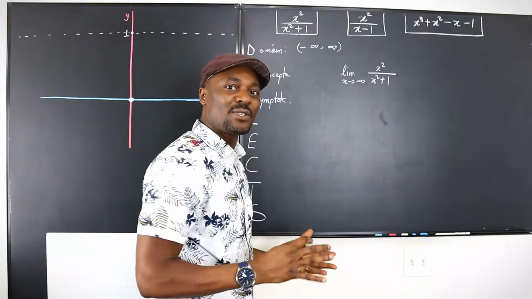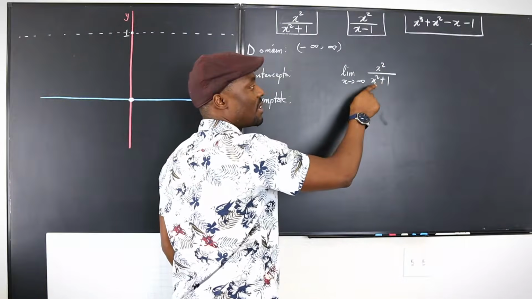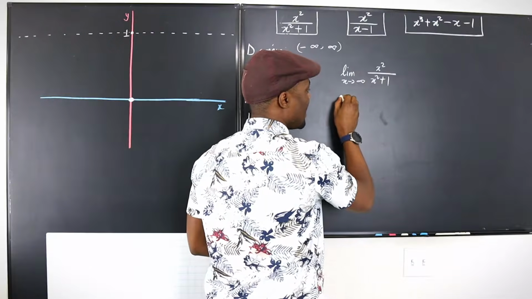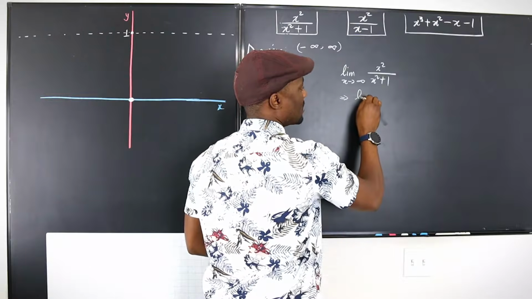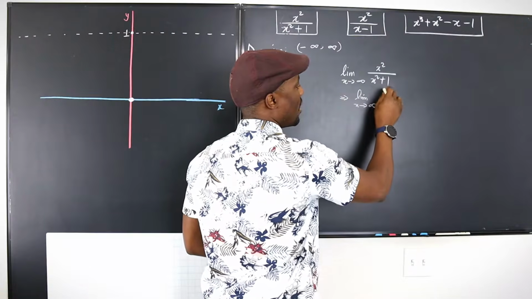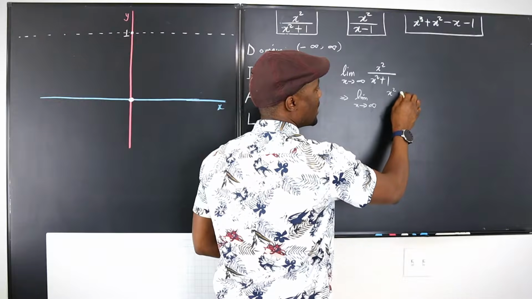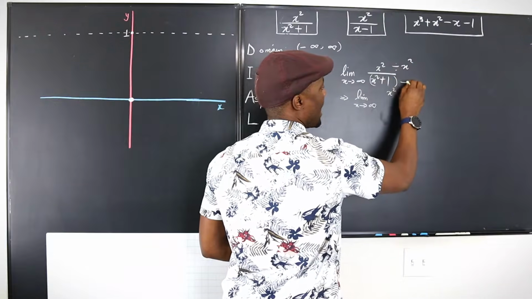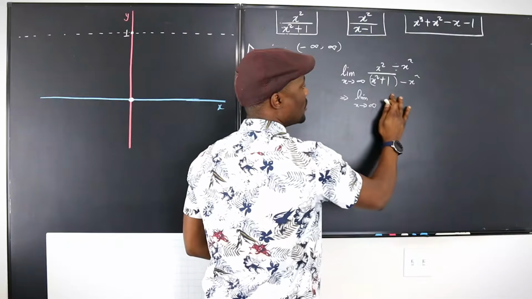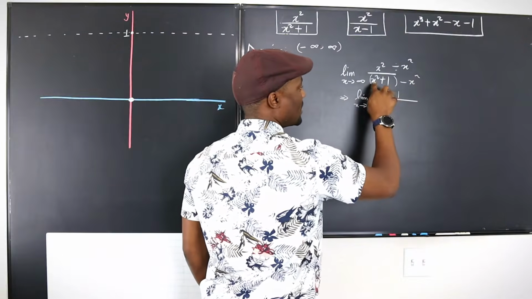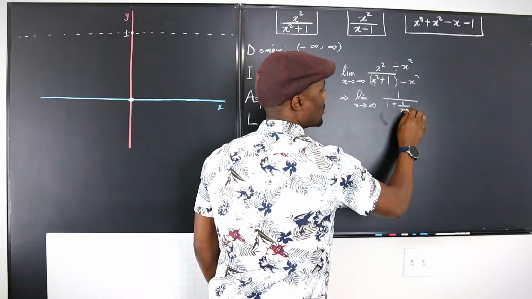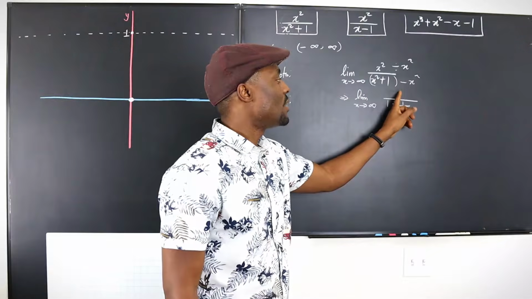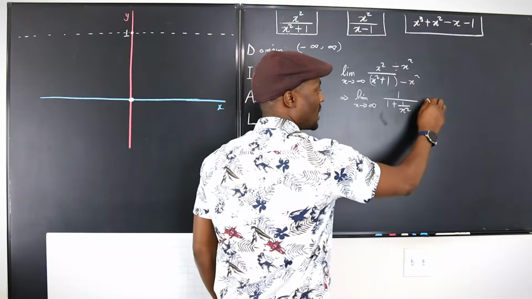How do you take limits? The best way to do that is divide the top and the bottom by the highest power of x that you have here. So we're going to say this is the same thing as the limit as x goes to infinity of x squared over x squared, so divide by x squared and also divide the denominator by x squared. If you do that, this is going to be 1 over 1 plus 1 over x squared. As x goes to infinity, x squared becomes very large and makes this term 0. You end up with 1 over 1 plus 0, which is equal to 1.